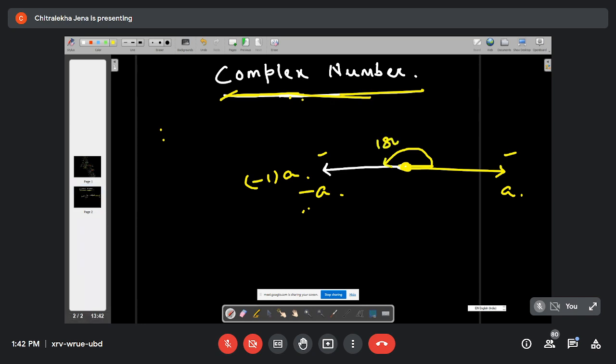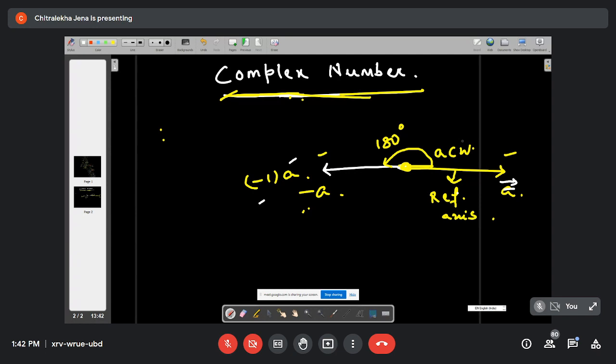All of you mute yourselves. It rotates 180 degrees in the anti-clockwise direction from its reference axis. All of you listen very carefully. This is my reference axis, and this is my a vector. When I multiply minus 1 with that vector or phasor, it is rotated 180 degrees from its reference axis in the anti-clockwise direction. Am I correct or not?